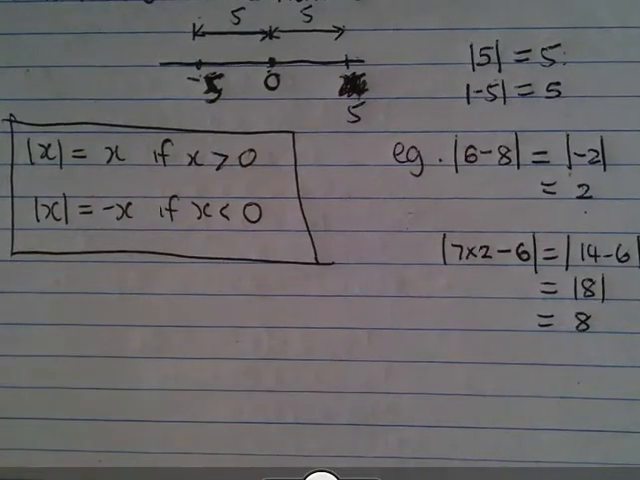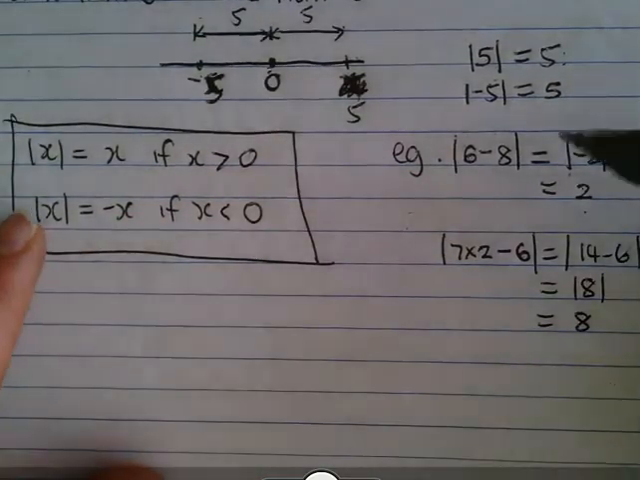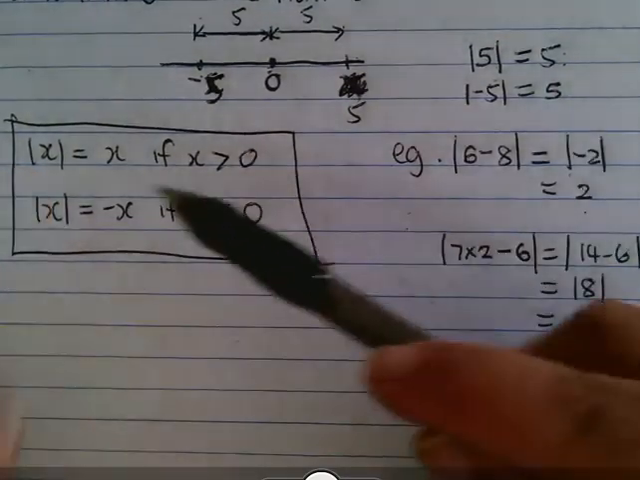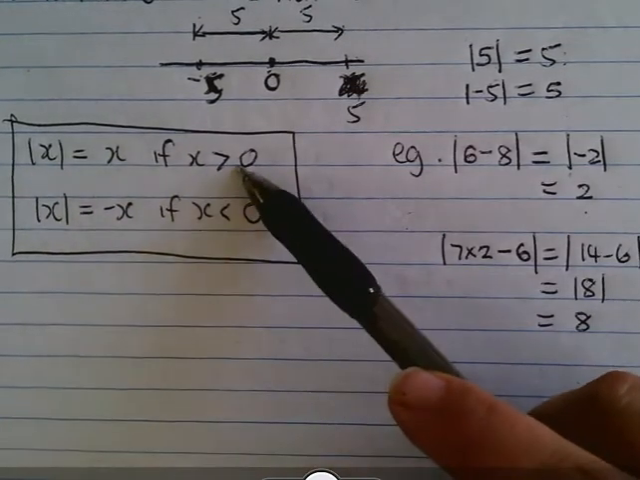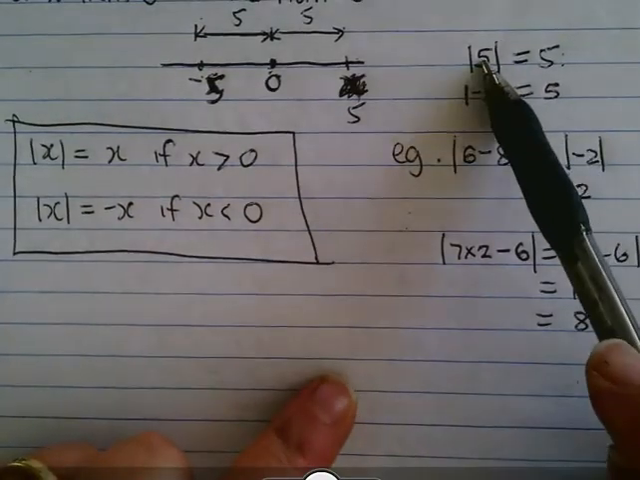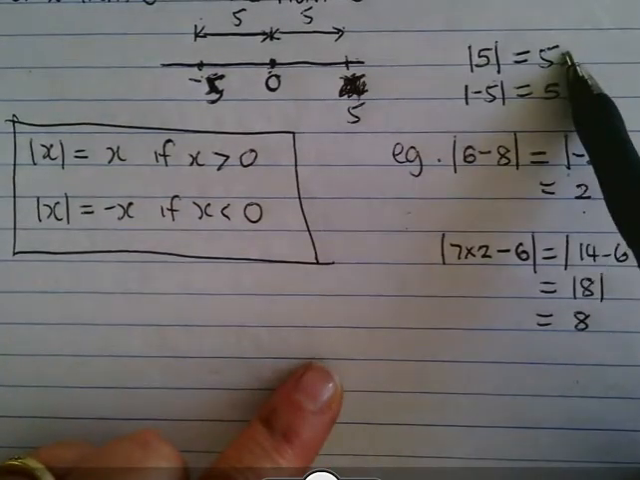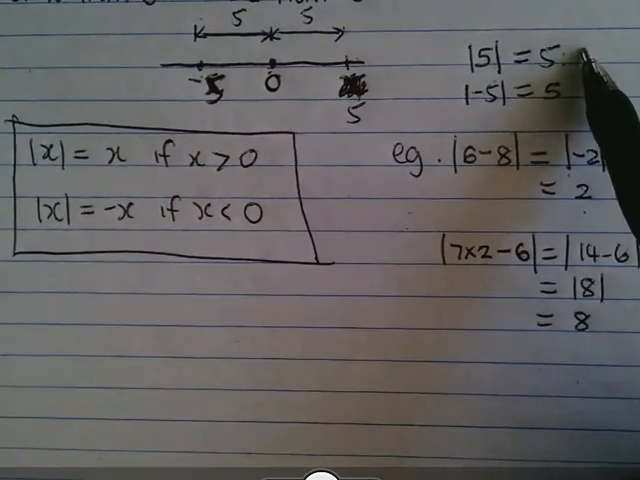I've written something here. This is the definition of absolute value. What this is saying, the absolute value of x is just x if x is greater than 0. So it's like here, you know how I did absolute value of 5? Well, the answer is just 5. So it's the same number if x is positive. You don't change anything, right?